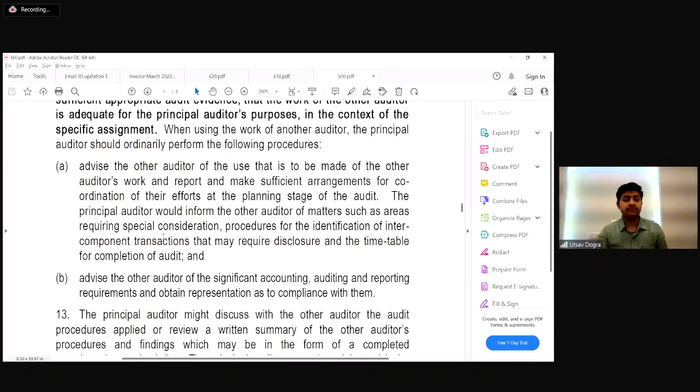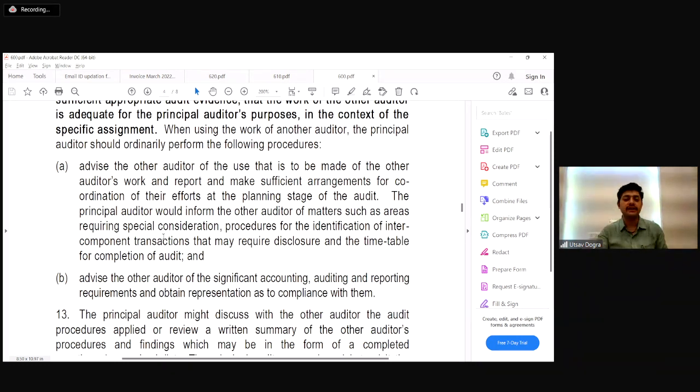and going deep into it. Rather than doing a test check, you must do a physical check, and apply some more procedures to get a realistic picture of the stock that is there. Like this, the principal auditor can give extra instructions to the other auditor, so the areas that require special consideration are also covered.